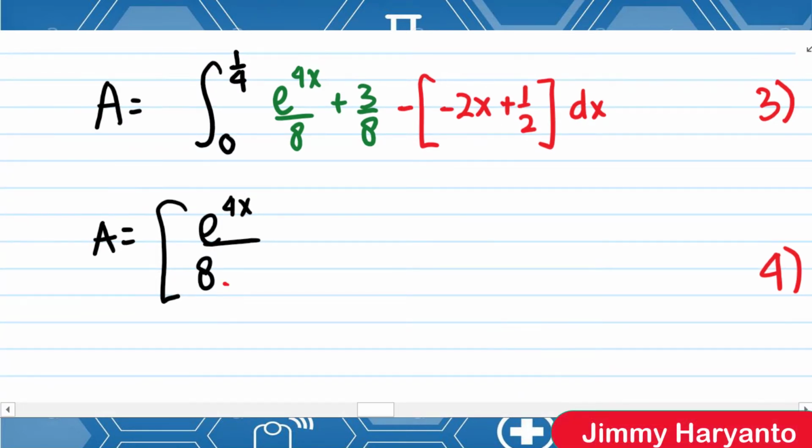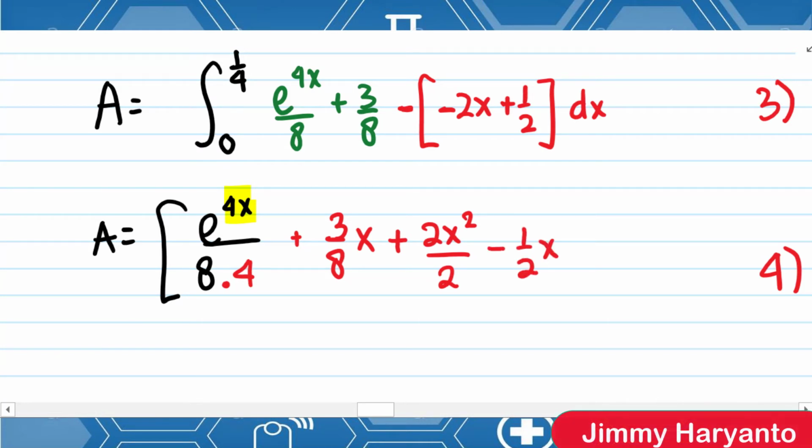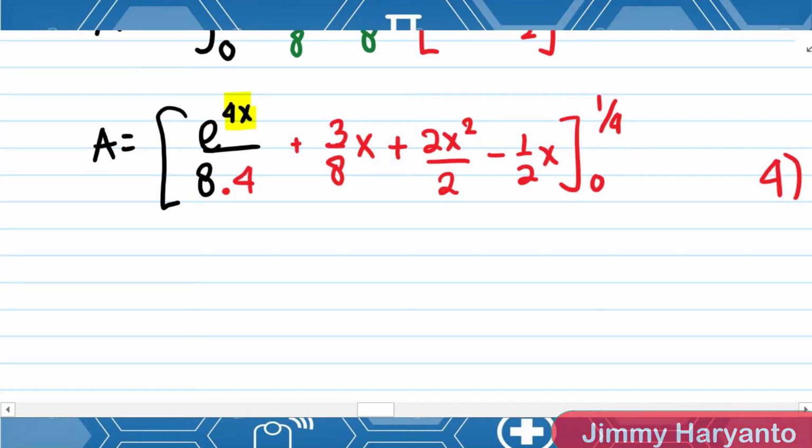But don't forget to times it with the differentiation of 4x on the denominator. Yeah, divide by 4. Do not forget that. Plus 3 over 8, when you integrate it, it will be 3 over 8 x. And this one is minus and minus, so plus 2x to the power of 2 over 2 after you integrate. And then minus half x. After that, limits 1 over 4 and 0.